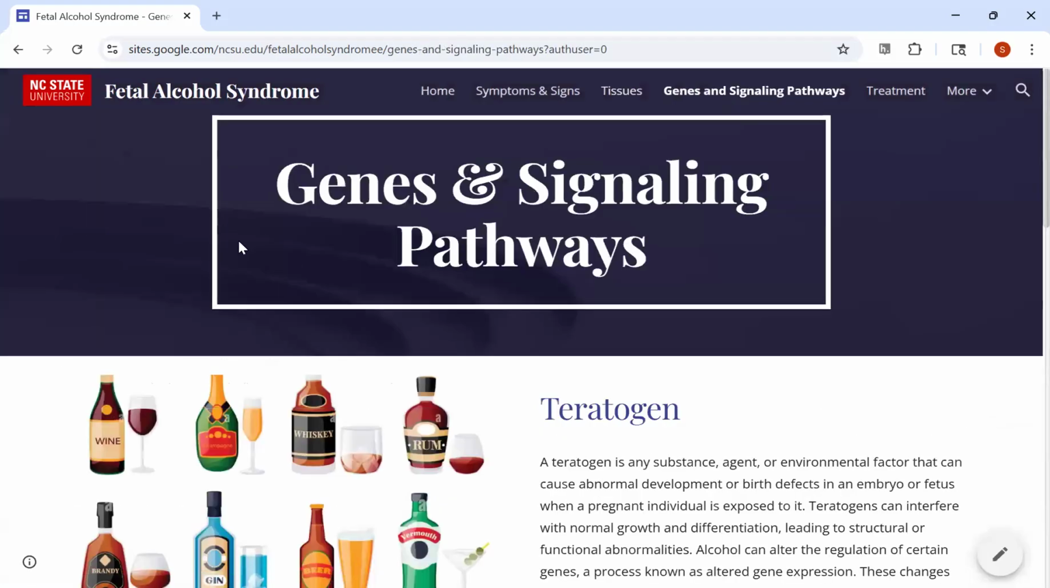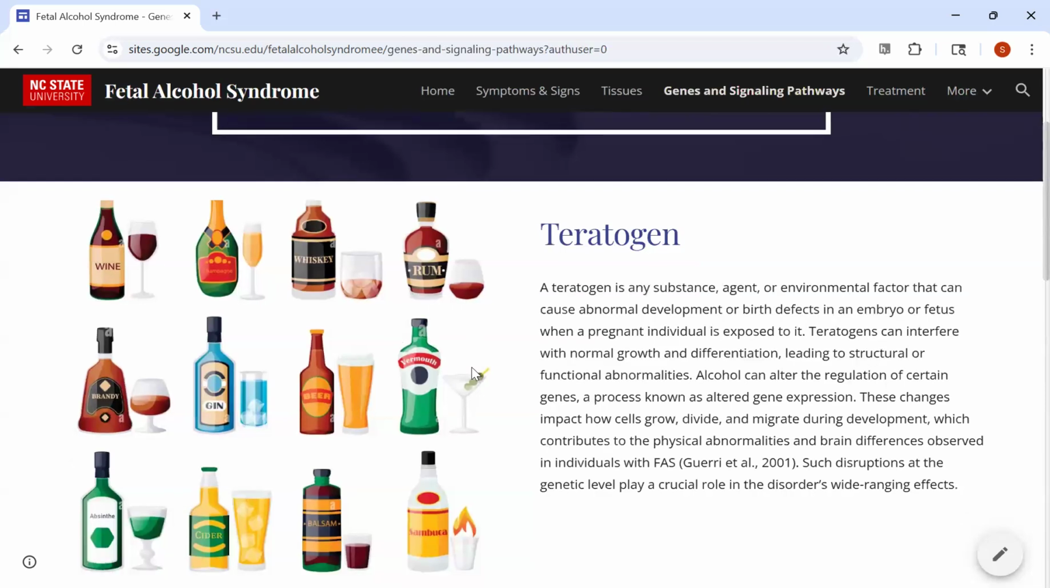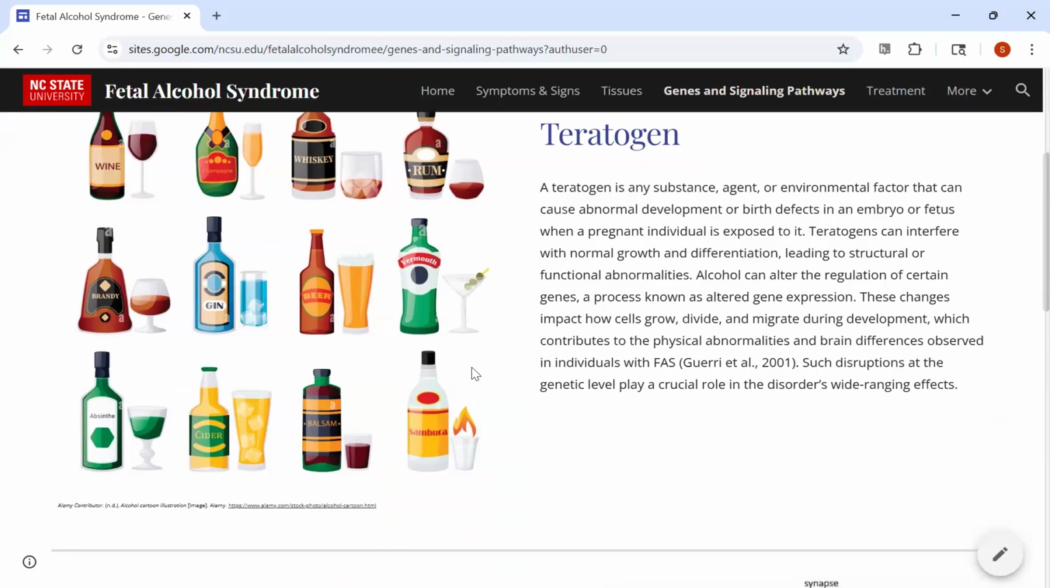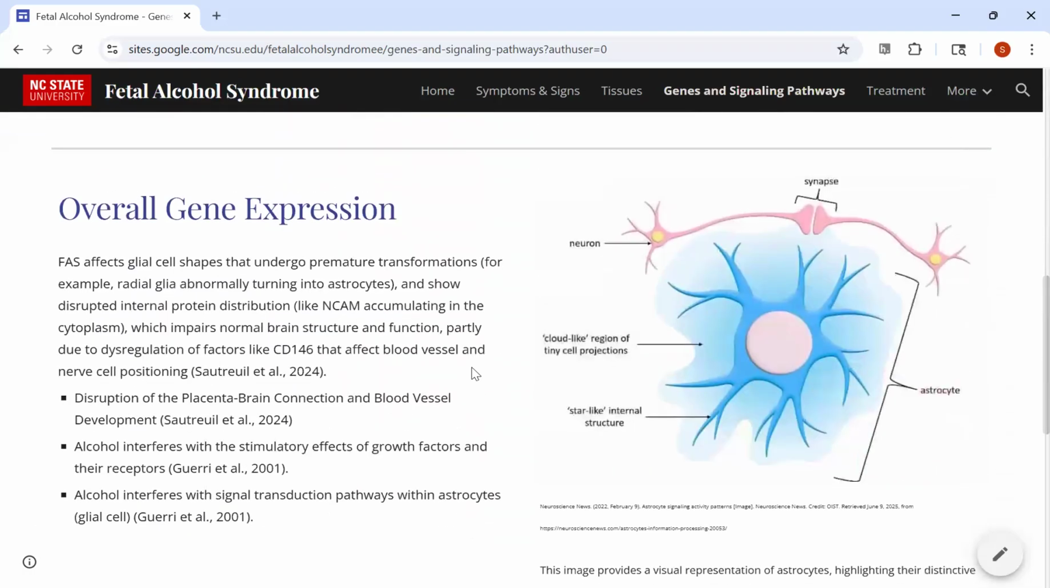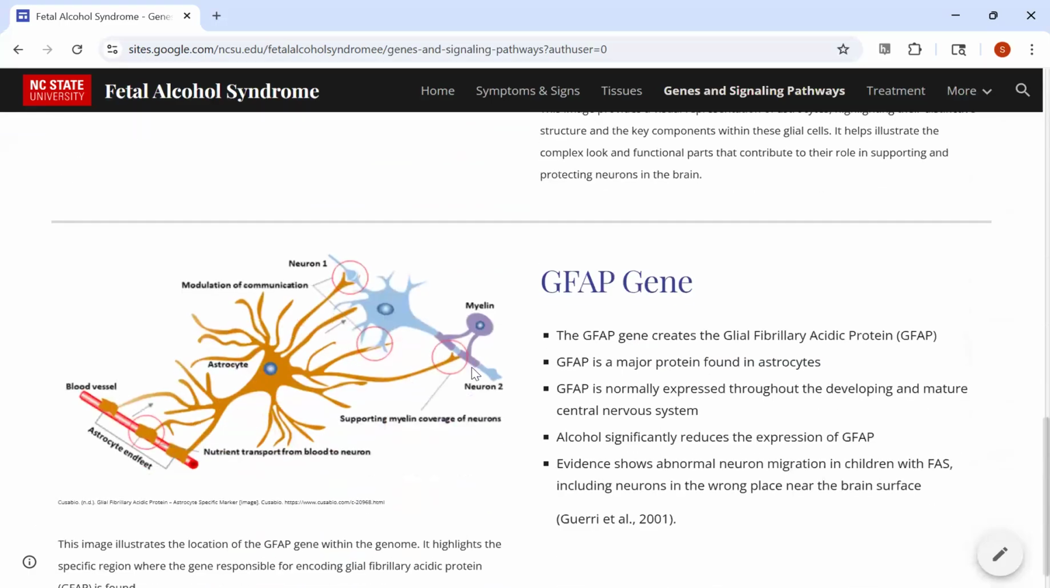So moving on from there, I am also discussing the genes and signaling pathways. Again, like I said earlier, I discuss more about what a teratogen is in this section, which I think is really important for knowing how the signaling pathways and genes are impacted. I decided to focus on genes for this website because of the time constraint. I specifically brought in the term astrocytes because they go hand in hand with glial cells. And then I also included the GFAP gene because it's, again, directly related to that glial tissue.